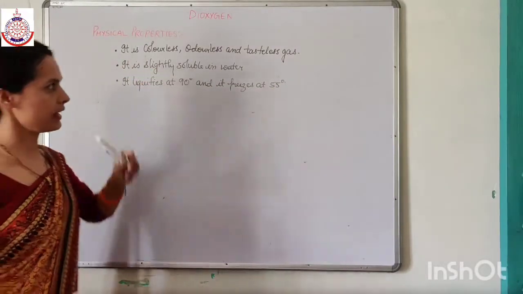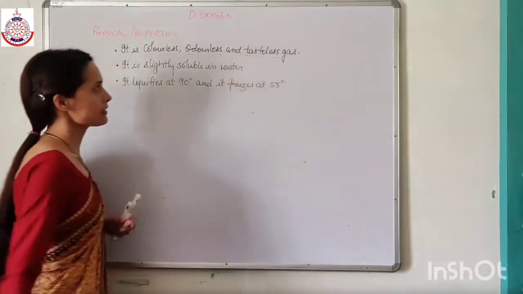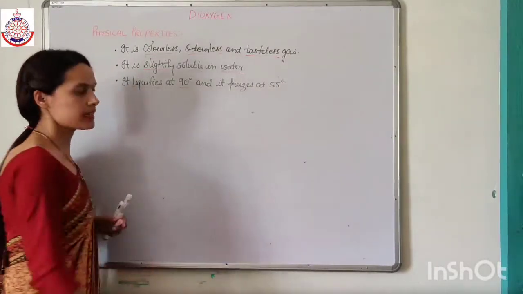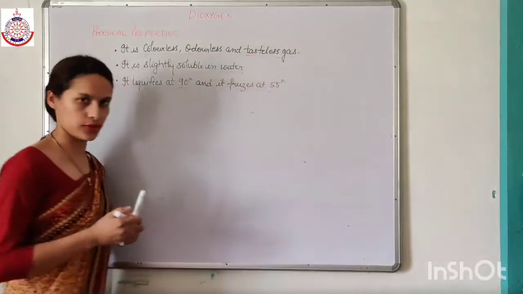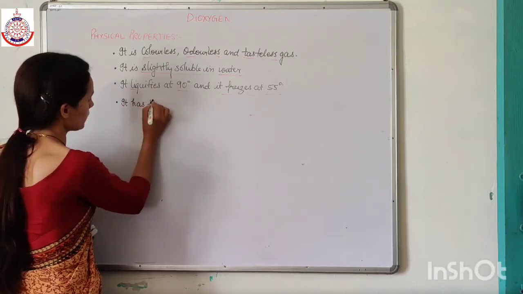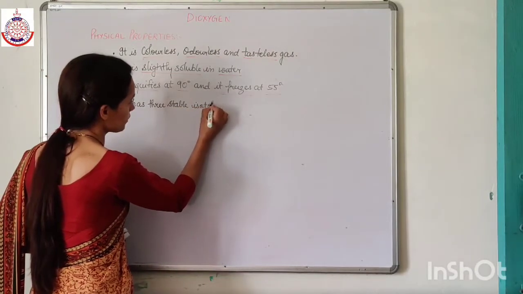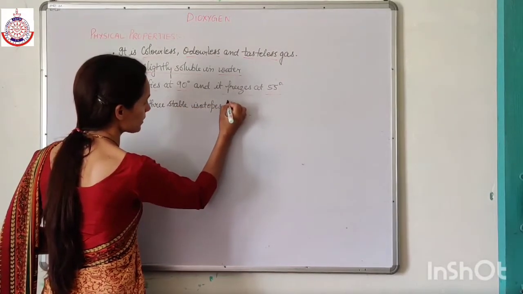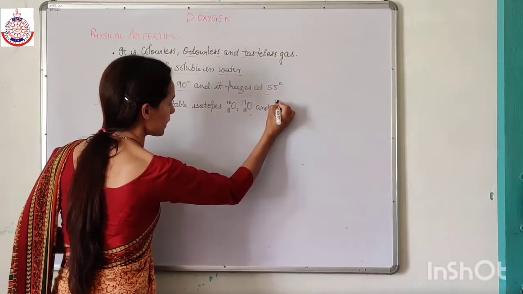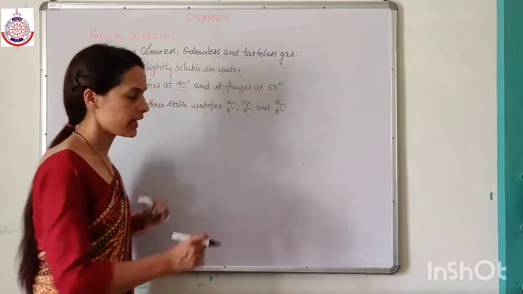Clear? First point, it is a colorless, odorless and tasteless gas. Second, it is slightly soluble in water. Third, it liquefies at 90 degrees and freezes at 55 degree. Fourth property is it has 3 stable isotopes, O816, O817 and O818.